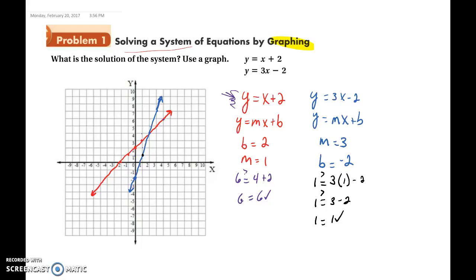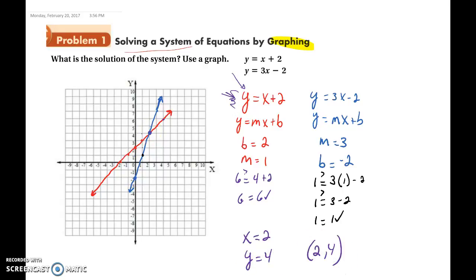So what that means then is where these two graphs overlap tells me the solution that they both share. This is where they intersect. So this point here has to satisfy both the red equation because it's part of the red line, and the blue equation because it's part of the blue line. And that point intersects at the point 2, 4, so that means x is equal to 2 and y is equal to 4.